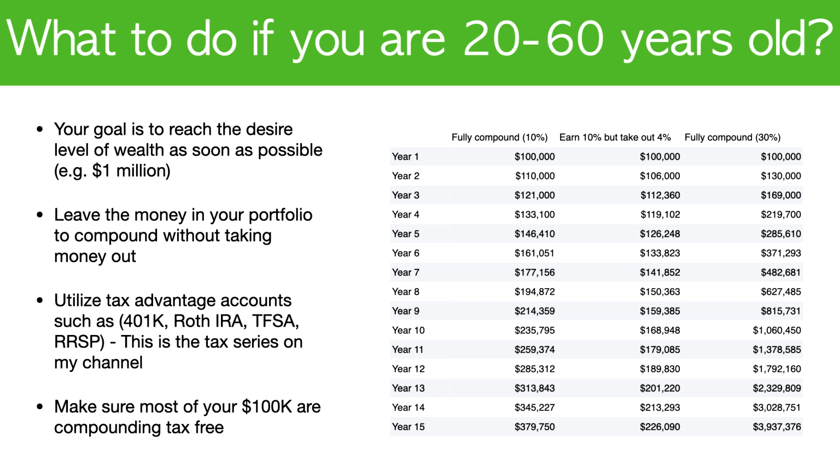And basically what you're trying to achieve here is to make sure that most of your 100K is compounding tax-free. Because the last thing you want is to pay a lot of taxes along the way, because that would actually slow down your growth and make you take a lot more time to compound and reach that retirement goal. And I actually did another video on that as well, basically explaining the tax impact if you are taking a profit every single year.